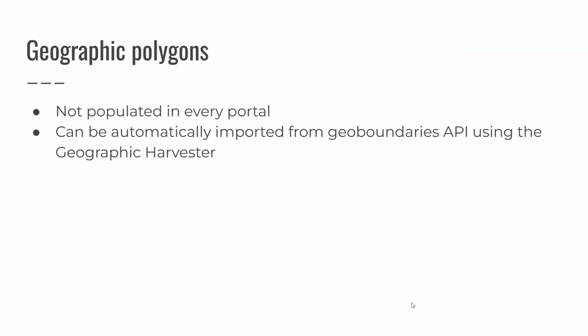And for the most part, the geographic polygons that exist in the portals that have them have been imported from the GeoBoundaries API. So the GeoBoundaries project has made a bunch of rather simplistic polygons of countries and subsequent political boundaries available via API. And there's a tool called the Geographic Harvester that largely Logan worked on that is able to pull in those boundaries and automatically add them to your geographic terms.